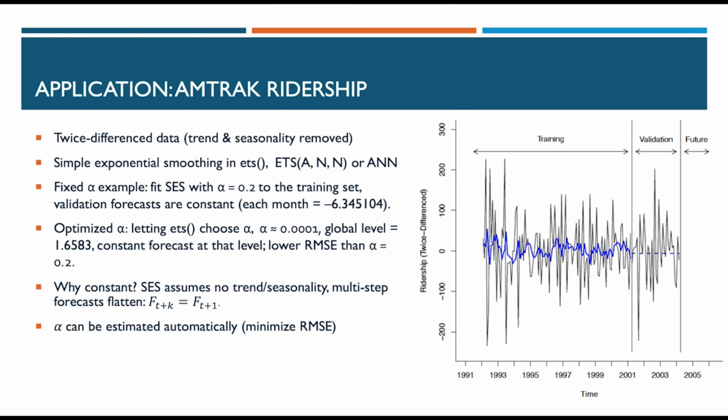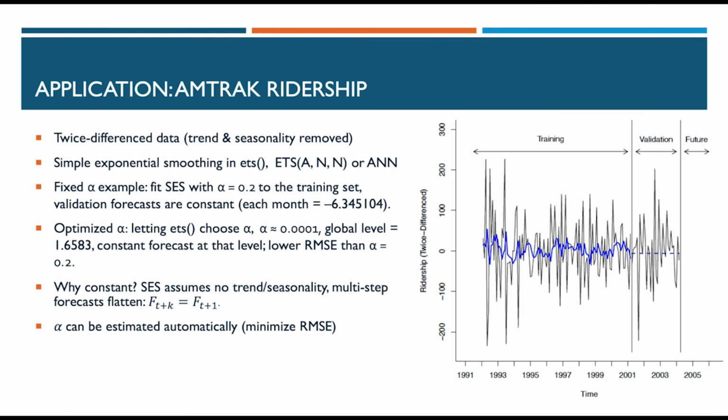ETS stands for error, trend, seasonality, and this is a function that we're going to use in R. And actually, ETS ANN: ANN stands for additive error, no trend, no seasonality. So we use this function. Now, in this example, we have an additive error and no trend, no seasonality.